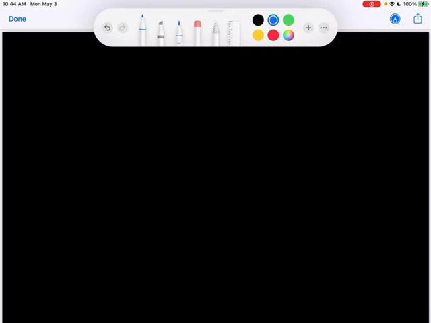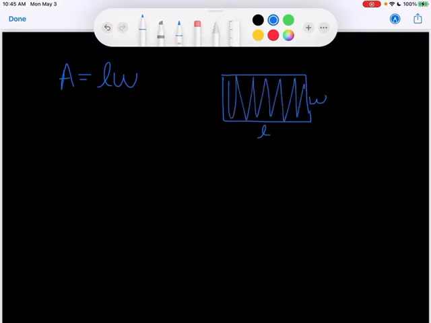So remember, the area of a rectangle is equal to length times width. A rectangle has 4 sides. Opposite sides are congruent, okay? And so you just need to multiply the length times the width to find the area, which represents all the space that's inside the figure.